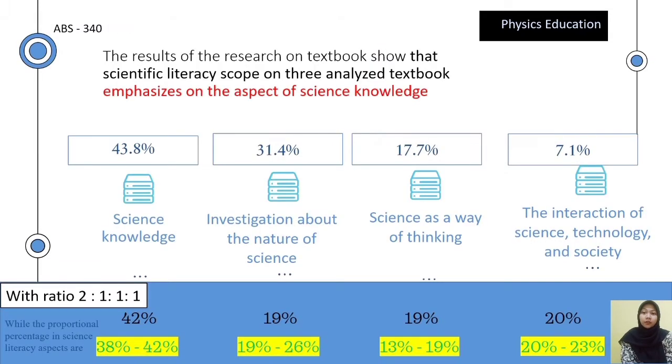The result of the research on textbooks shows that the scientific literacy scope of the 3 analyzed textbooks emphasizes the aspect of science knowledge. You can see here there is a difference between the scientific literacy balance score of the books analyzed and the score that should be. The proportional percentage in scientific literacy aspects, according to Wilkinson, has a ratio of 2 to 1 to 1 to 1.